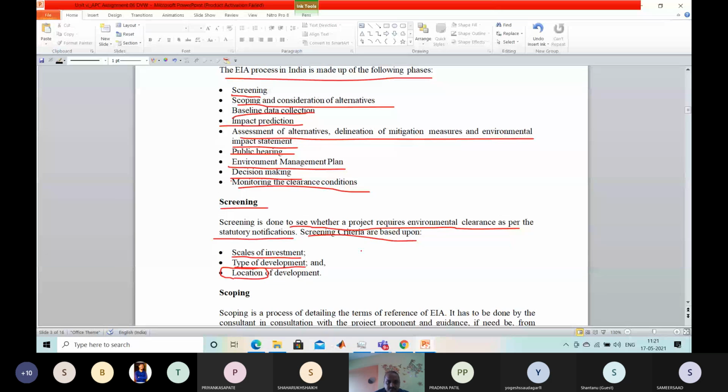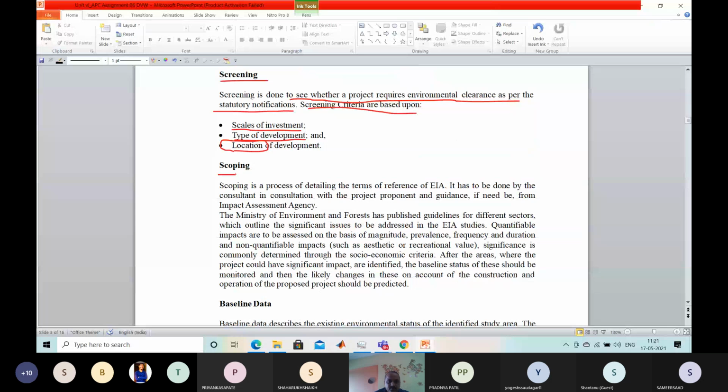Second is the scope. Scoping is the process of dealing with the terms of reference for the EIA. It has to be done by the consultant in consultation with the project proponent and guidance. It needs to be from the impact assessment agency. So impact assessment agency is there. From that we can find out the scope of that project. Then Ministry of Environment and Forest has published guidelines for the different sectors, which outline the significant issues to be addressed in the EIA study.